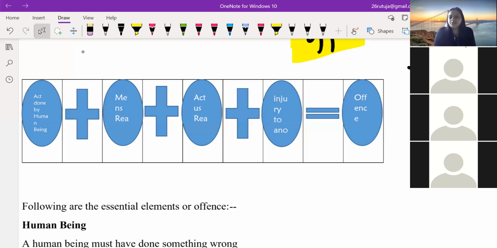Because our very first point of the term offense is it must be an act done by a human being. Not any animal, but a human being must have done that. So an act done by a monkey, I cannot say it is an offense and I cannot take him to the court of law and try a criminal case against him. लेकिन वही एक्ट जब कोई इंसान करता है, जब कोई ह्यूमन बीइंग करता है, तो it becomes an offense. Getting the point? Act done by human being होना चाहिए.